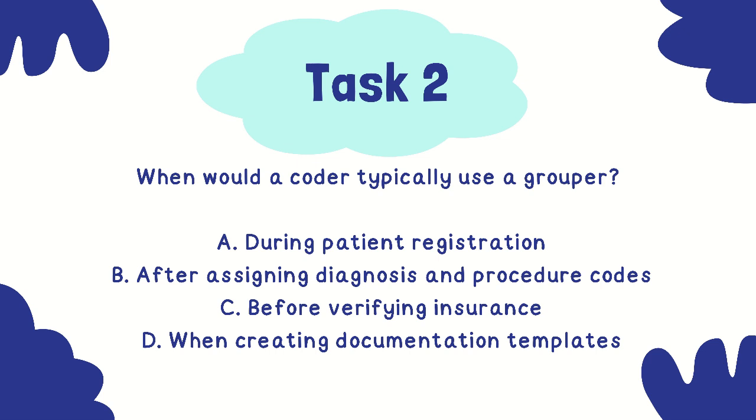When would a coder typically use a grouper? If you don't know anything else tonight, I'm sure at this point you know the encoder assigns the diagnoses and procedure codes. The grouper groups together the diagnosis and procedure codes. So, as you have seen multiple times, with me doing demonstrations of APC and DRG, you know the answer is going to be B, after assigning diagnoses and procedure codes.